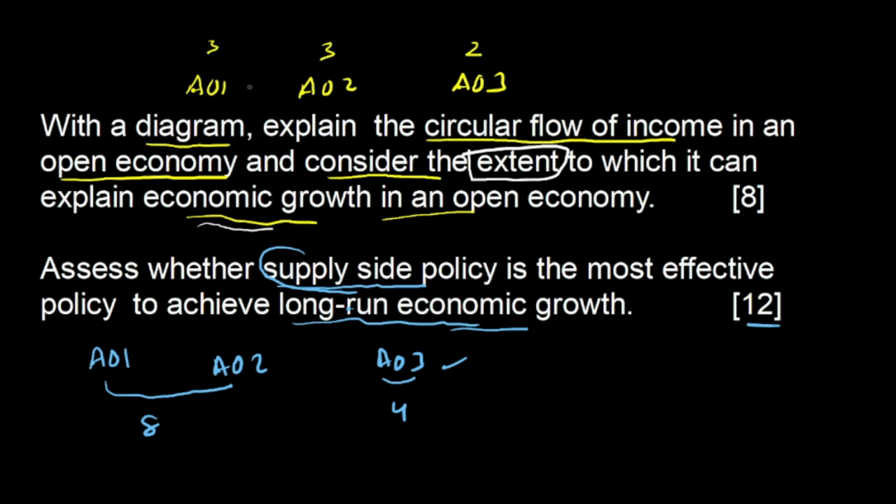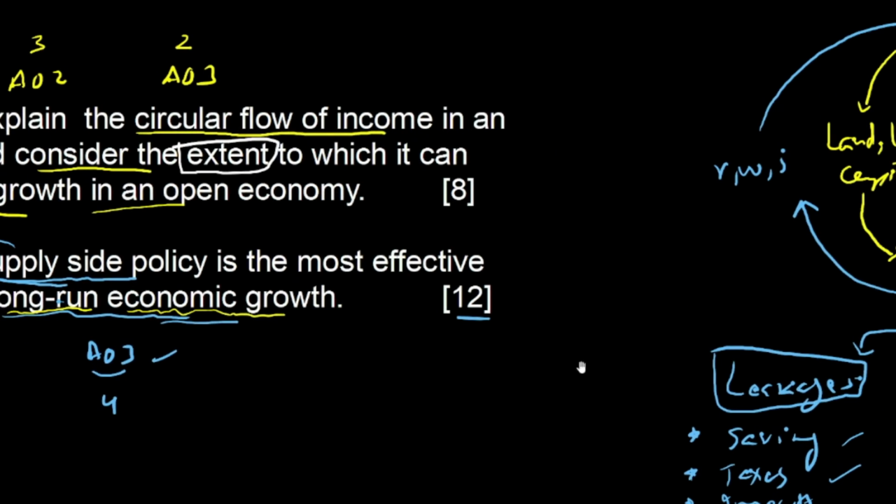Okay, so now moving to the exact answer, what should you write in your answer? So first of all, you have to define what economic growth is. Economic growth is the rise in real GDP per capita over time, and long run economic growth is also known as potential economic growth. When it is achieved, there will be an increase in quantity and quality of resources, leading to a rightward shift in the production possibility curve.